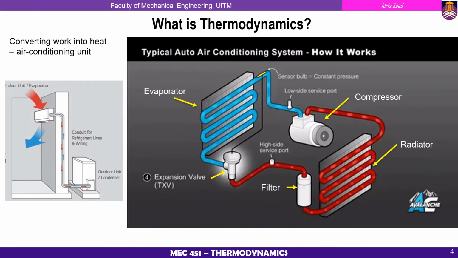Then, when electrical energy is given to the system, the compressor will do work. From that, the refrigerant gas will move inside the system. As you can see in this animation, the red area is the high temperature space, as in the outdoor unit of the air conditioning system, and the blue area is the low temperature space, as in the indoor unit of the air conditioning system.